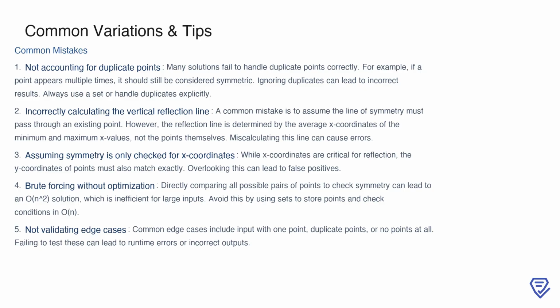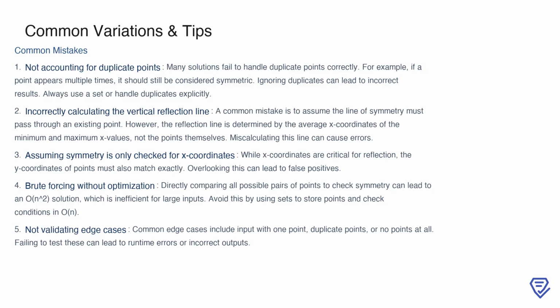In this problem, there are several common mistakes to watch out for. First, failing to account for duplicate points is a frequent issue. If a point appears more than once, it should still be treated as symmetric, so using a set or explicitly handling duplicates is essential. Next, it's important to calculate the vertical reflection line correctly. A common misconception is that this line must pass through an existing point, but in reality, it's determined by the average of the minimum and maximum x-coordinates. Miscalculating this can lead to errors.